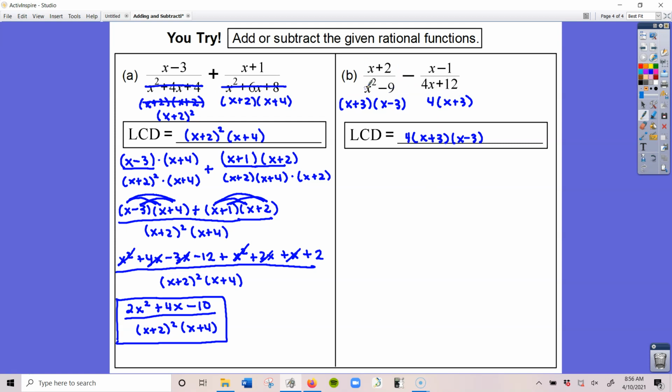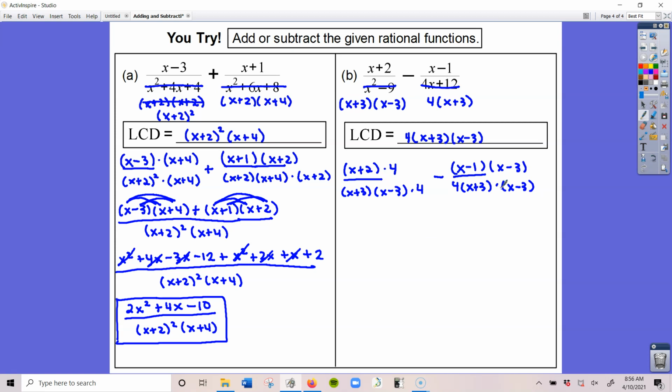Now let's rewrite both of these rational expressions using the LCD. So we have this x plus 2 over x plus 3, x minus 3. If I look at my LCD, I am missing a 4. So I'm going to multiply the denominator by 4 and the numerator by 4. Minus, we have x minus 1 over 4 times x plus 3. If I look at my LCD, I am missing the x minus 3. So that means I need to multiply everything by x minus 3.